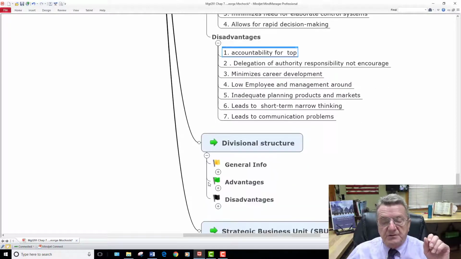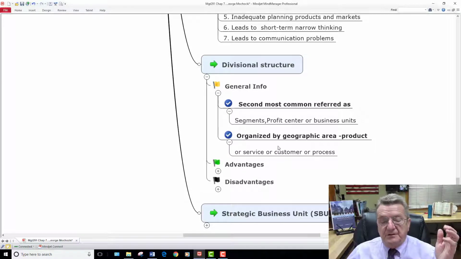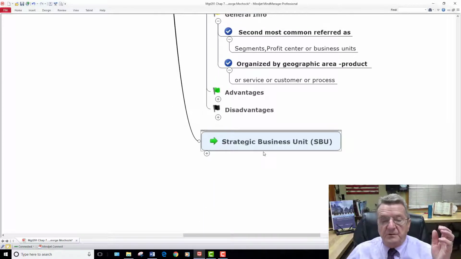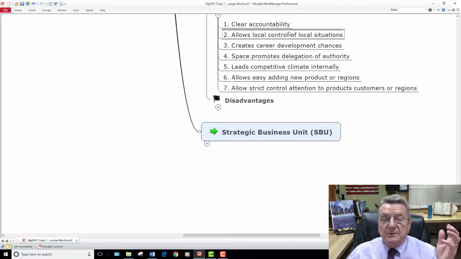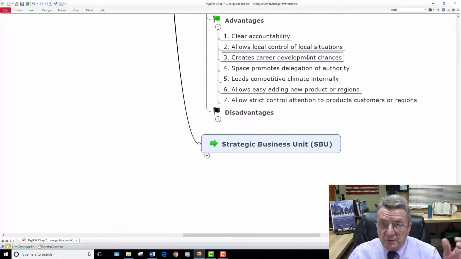Now, the next one is divisional structure. General information: you break it up by divisions, profit centers, business units, and we talked about that. Some of the advantages: clear accountability. Remember, this one here we're looking at division. Allows control of local situations. You control everything, the sales, marketing, in your division.